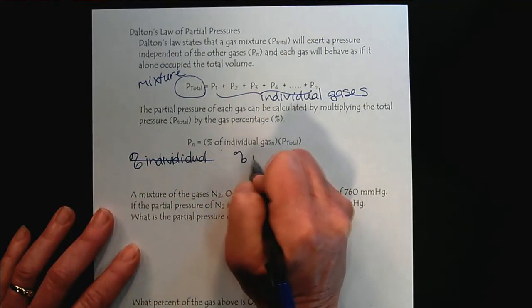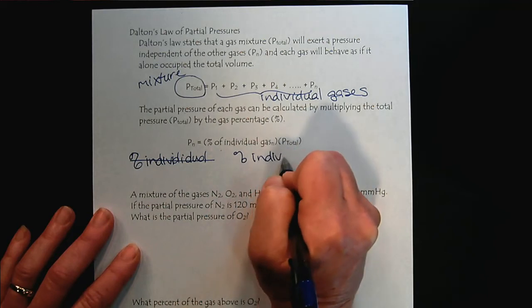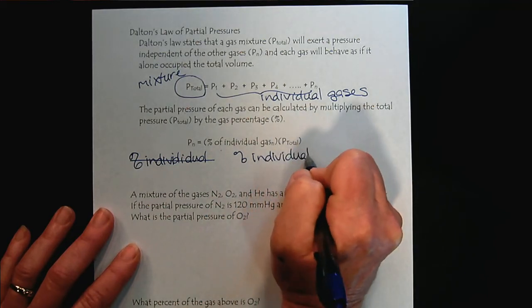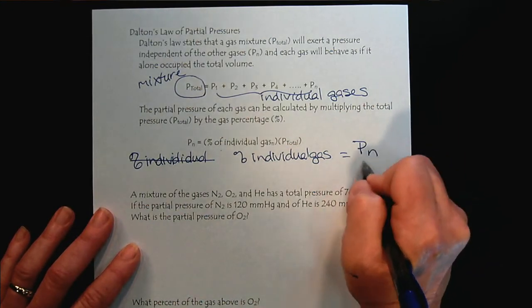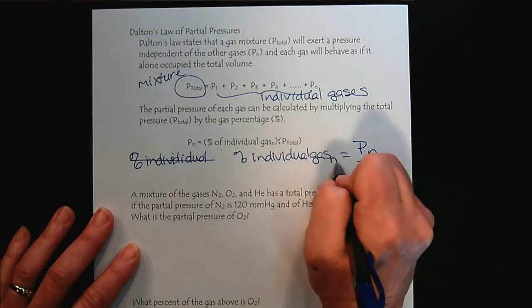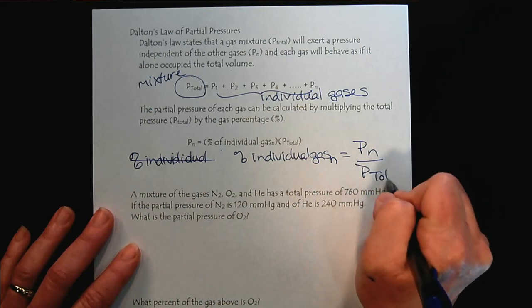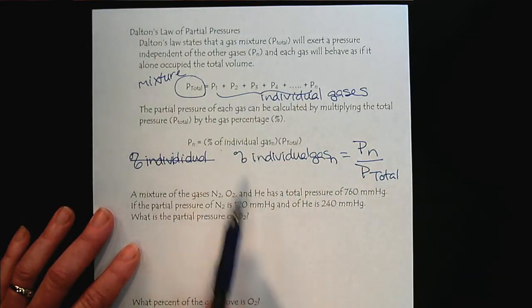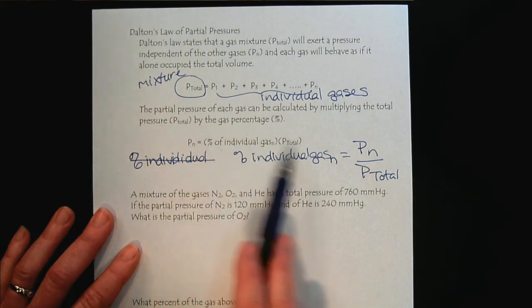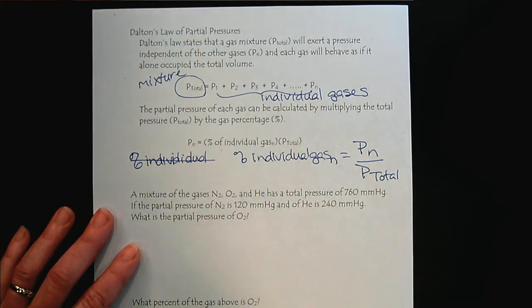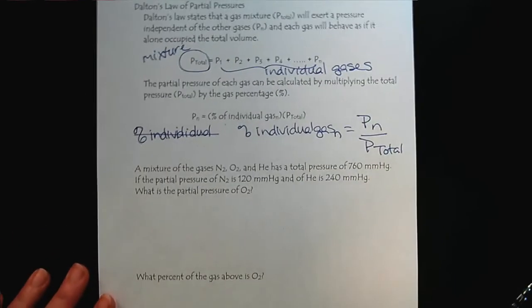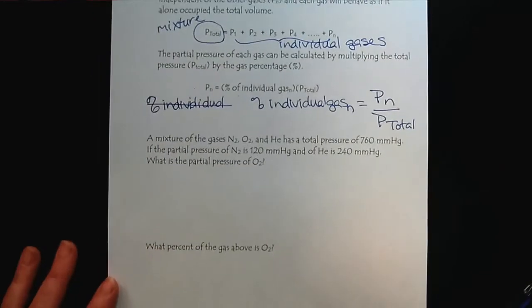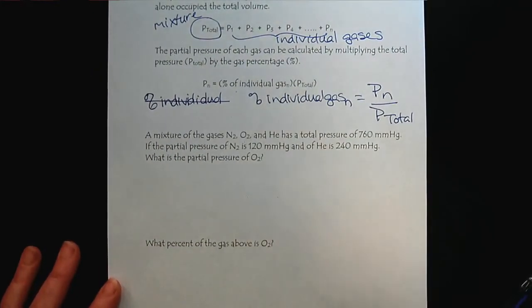If we want to figure out the percentage of the individual gas, we would take the partial pressure of this gas and divide it by the total. Basically all I did was rearrange this expression so that we could calculate the percent of an individual gas. The calculations for Dalton's law are pretty straightforward. We'll just do a couple here to make sure everyone's got the understanding.